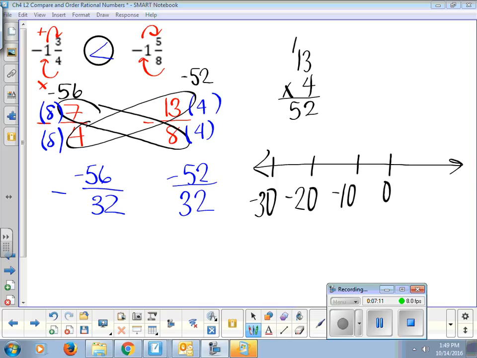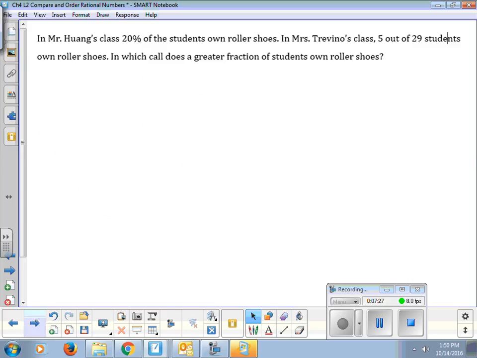So when you compare them, we're actually finding the common denominator without rewriting them. And we have -56 over 32. It would be the bigger number, but since it's negative, it's smaller. The bigger the negative, the smaller the number.